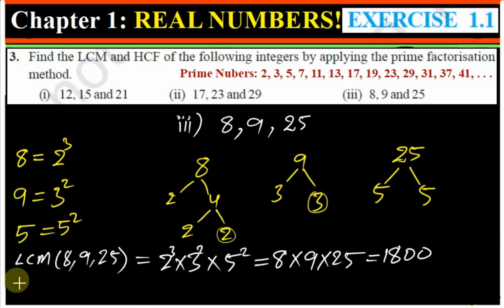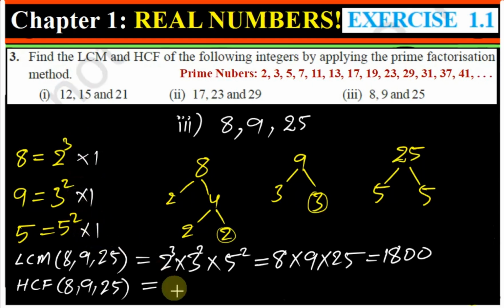Now for the HCF of 8, 9 and 25, we'll choose the common factor. But there is no common factor here. Here it is 2, 3, 5, so there is no common factor. So we can consider 1 as the common factor here, so it will be 1. So the HCF of 8, 9, 25 is 1 and the LCM is 1800.